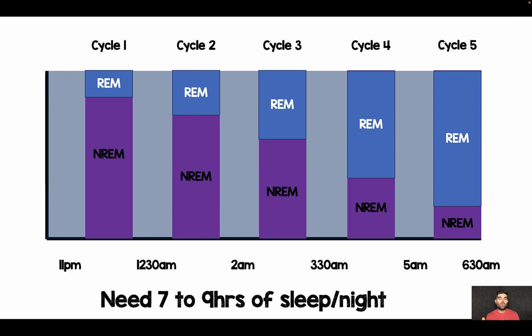Now, each of these cycles lasts about 90 minutes, give or take. And so if you do the math, in order to get 7 to 9 hours of sleep, you would need 5 cycles, which is why they say the average person needs about 8 hours of sleep.